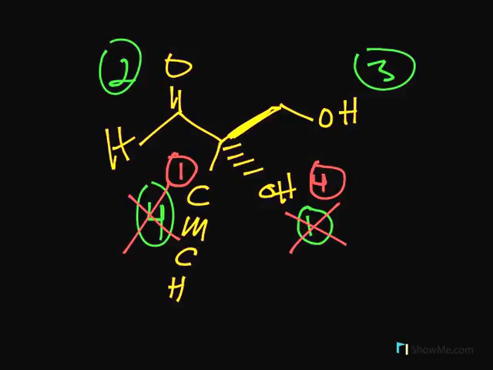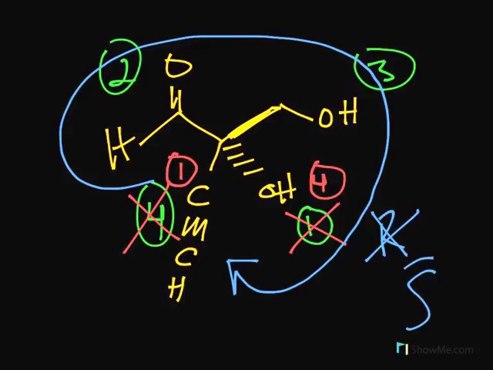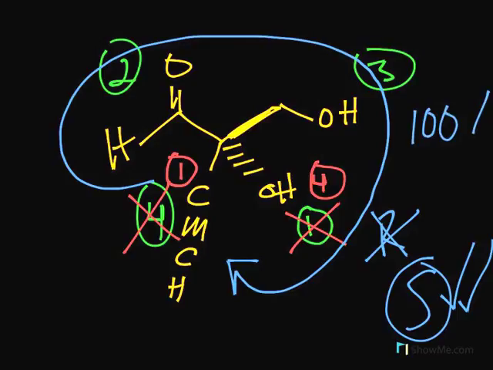So now we just figure out if it's R or S. We go ahead and follow our priorities here, and it looks like we have something that is clockwise. So I'm going to say that's R, but because we switched the priorities, we have to switch our designation. So now it's not R anymore, it's actually S, because we switched the priorities. So make sure you remember to switch your R to your S or vice versa if you're doing it this way. But again, this is 100% foolproof. Trust me, you will never ever get another problem wrong if you do it like this. This is a foolproof method.